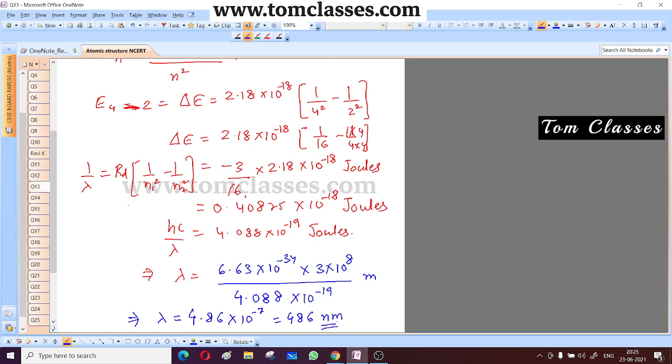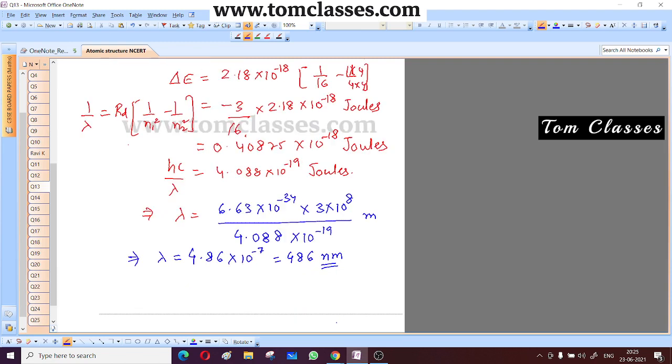So that is in the visible range, right? We know that for 450 to around 900, that is the visible range. Yes, so it is within the visible range, so it confirms the Balmer series. Yes, is that okay? Yes, sir. Okay, so let's move with the next question then.